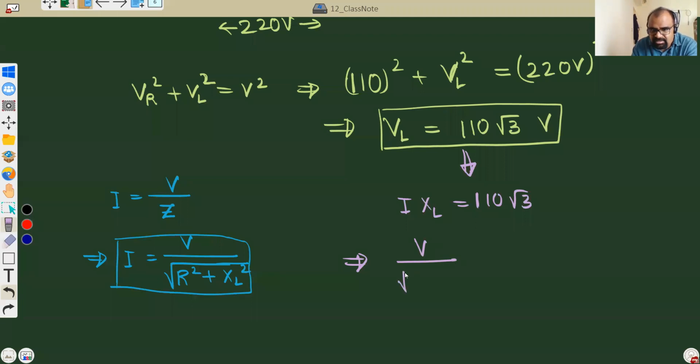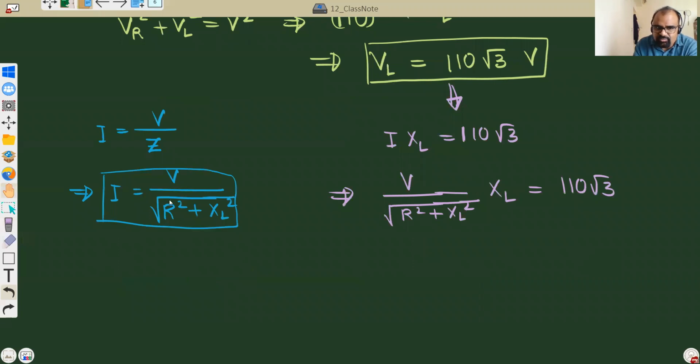So V by root over R square plus XL square into XL is equal to 110 root 3. And this V is 220 volts. So it's better that here itself I write 220. And here also I'll write 220. I am taking this from here only.